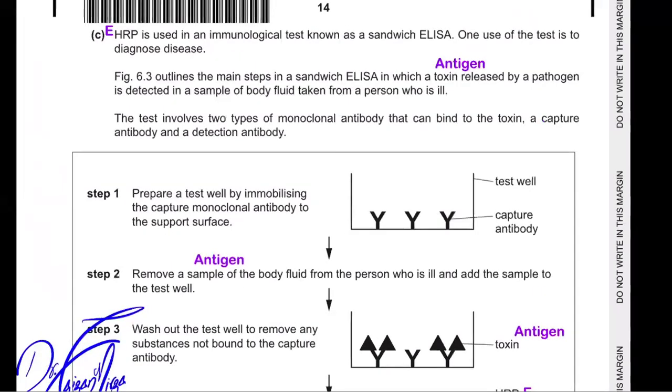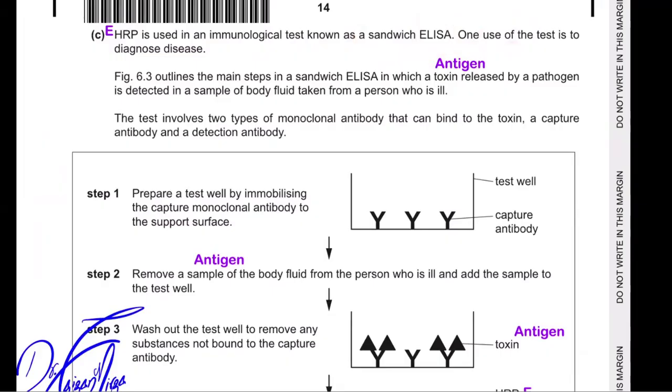Here, this ELISA technique is shown. This HRP, which is the enzyme, I have annotated just to make sure that it becomes easier to follow. This enzyme is used in an immunological test known as sandwich ELISA. ELISA stands for enzyme-linked immunosorbent assay. We perform this technique to identify various chemicals in our body, any hormone or anything which is of a specific shape. So how is sandwich ELISA used?